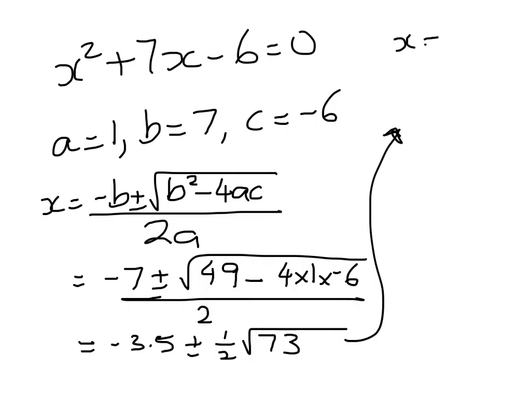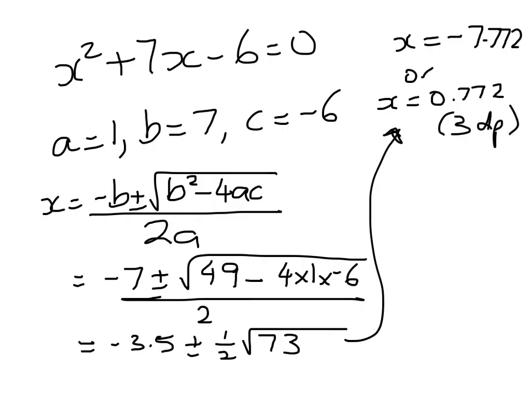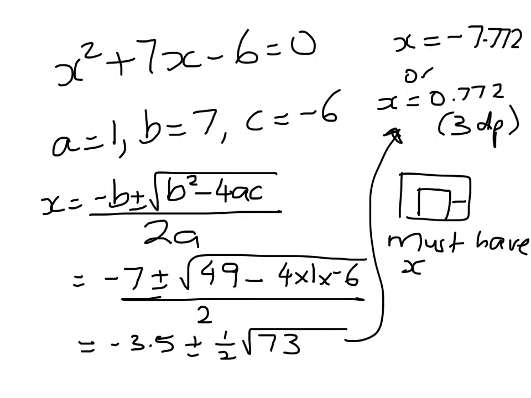I get x equals negative 7.772 or x equals 0.772. Both of those to 3 decimal places. Now we need to take a look because one of those solutions makes no sense at all. We are looking for the width of the path. So we must have x greater than 0.